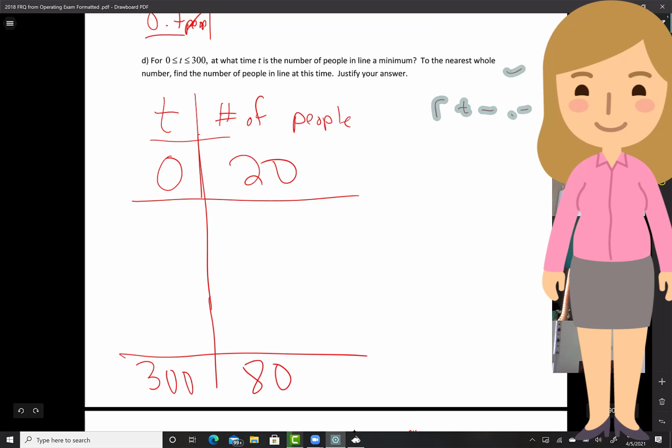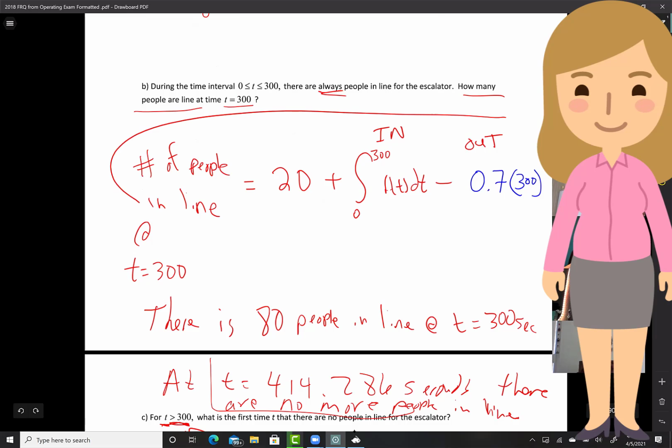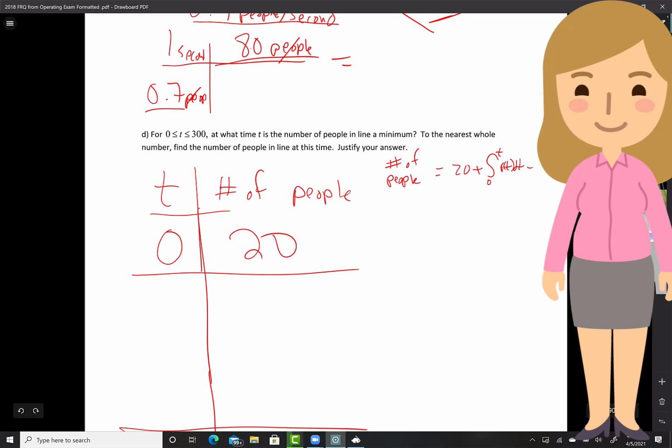We do need that equation that I just wrote there, by the way, guys. Let this help us out. Wherever there's a time, put a t there instead. And wherever that's 300, put a t there. So my equation is this equation. Number of people is 20 plus integral from 0 to t of r of t minus 0.7t. Okay. Are you guys okay so far? This equation is what I want to find a max or a min of.